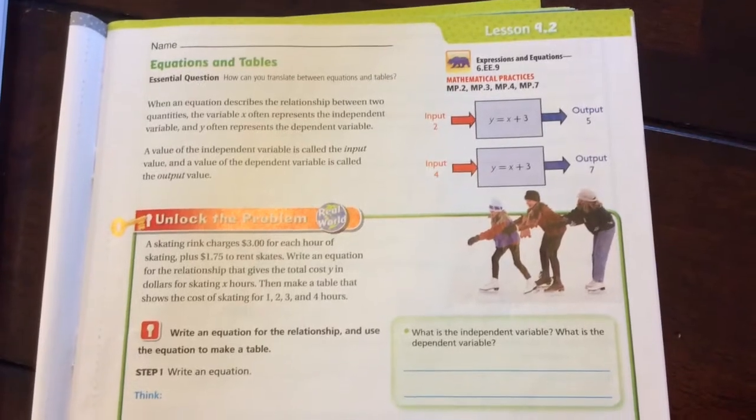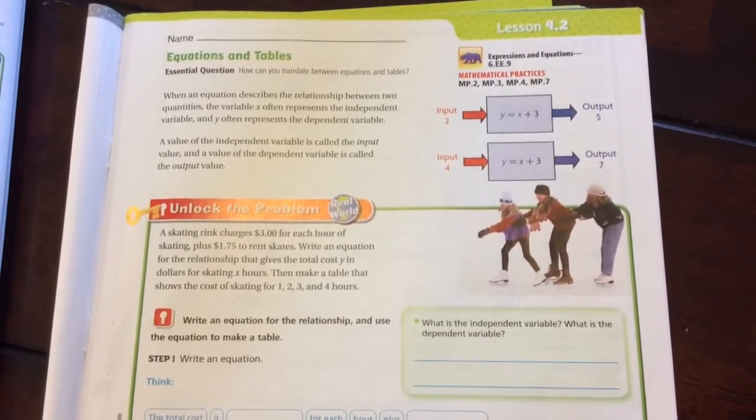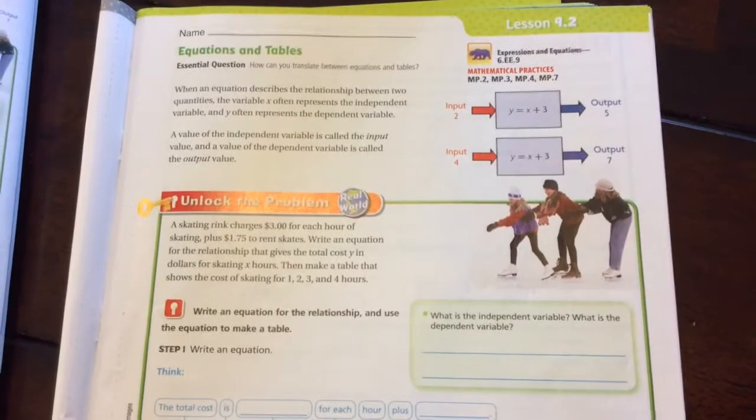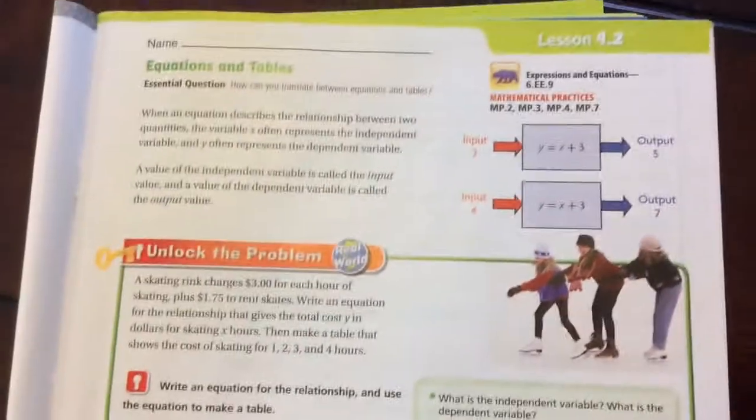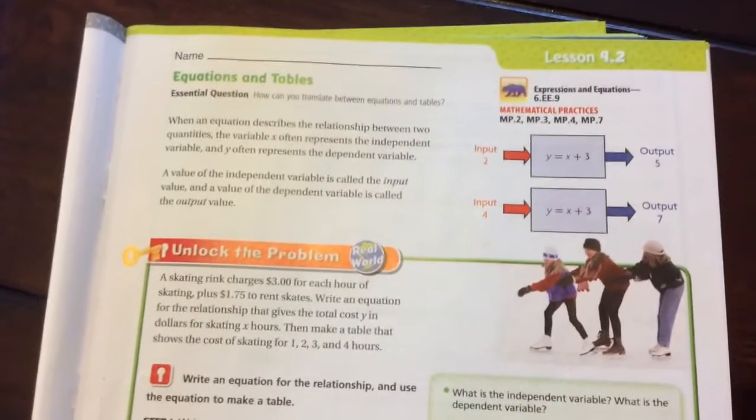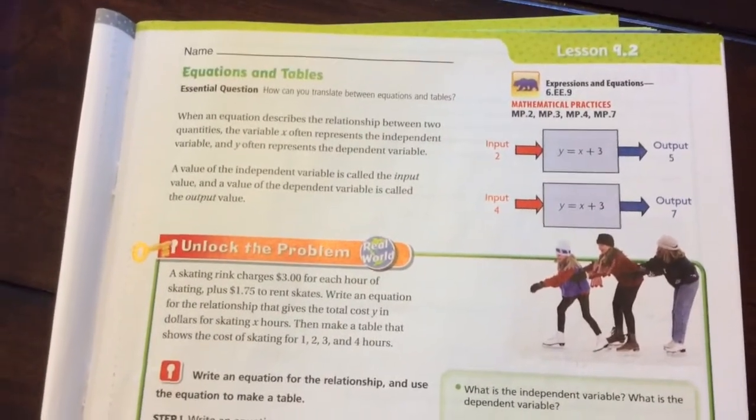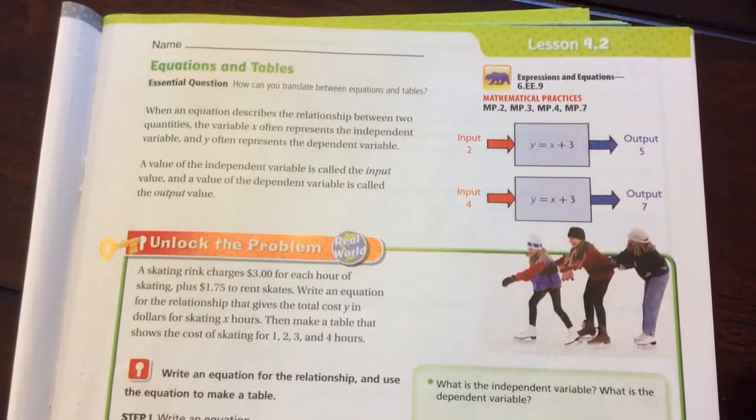Okay, this is Go Math Lesson 9.2 on expressions and equations, 6.EE.9. So this lesson's on equations and tables. The essential question is, how can you translate between equations and tables?